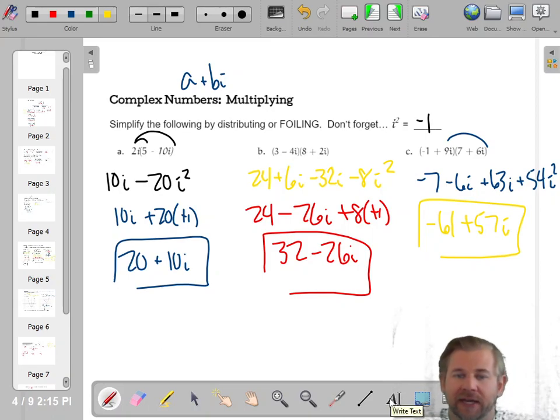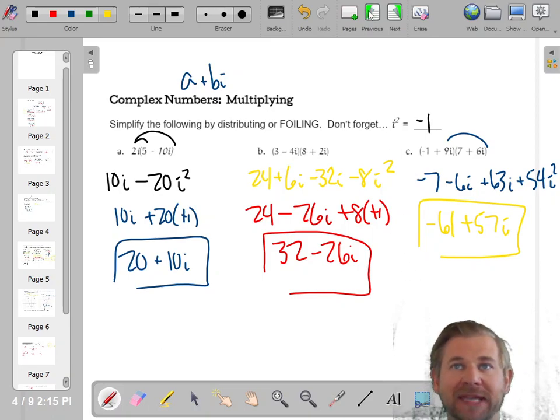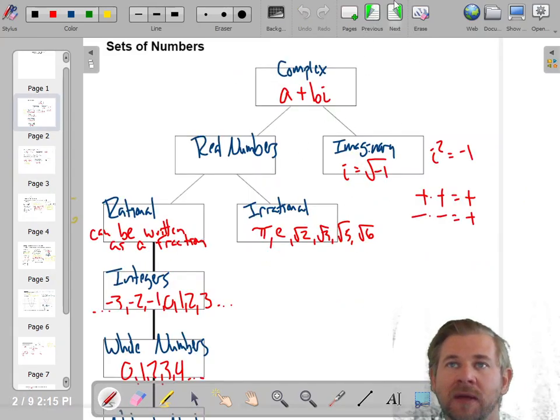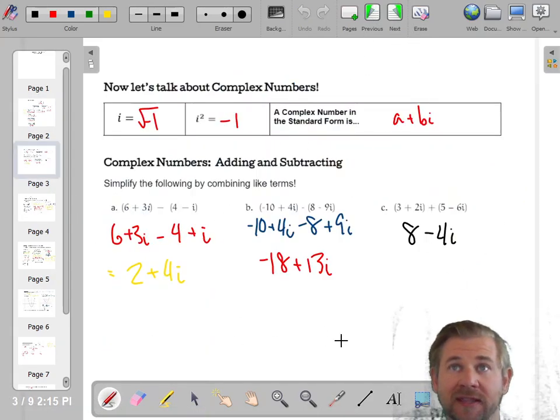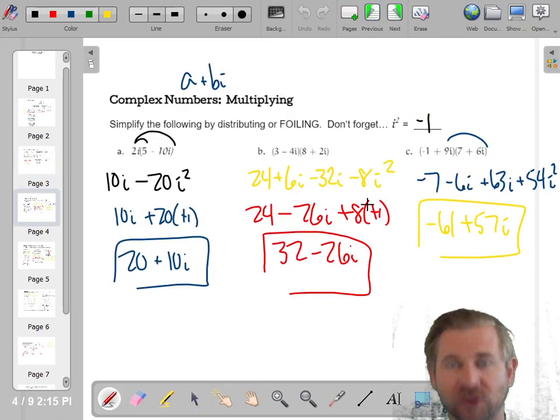We'll talk about division later, but right now we just need to have a basic understanding of where i comes from, how to combine like terms, and then when you get to the multiply, i squared is -1.